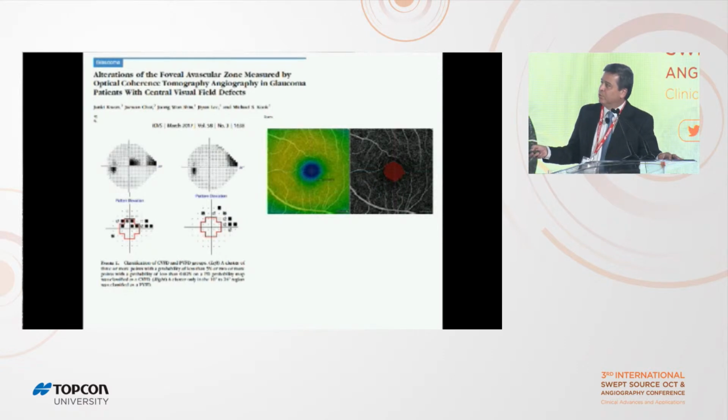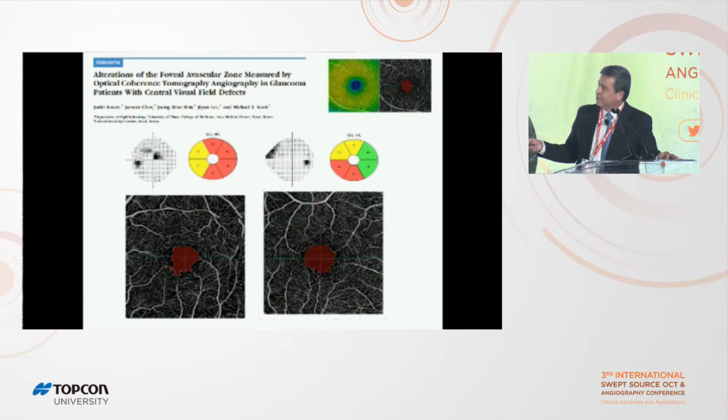For example, the group from Michael Koch is studying, when the central visual field is affected, how is the behavior of the foveal avascular zone compared with the nasal step, according to that more vulnerable area that we showed before. And he's showing that when you have a central defect, the foveal avascular zone is larger and more irregular than in the patient that has just a nasal step. And comparing this with a control, the size of the difference is really, really big. You can have double the size of the foveal avascular zone.